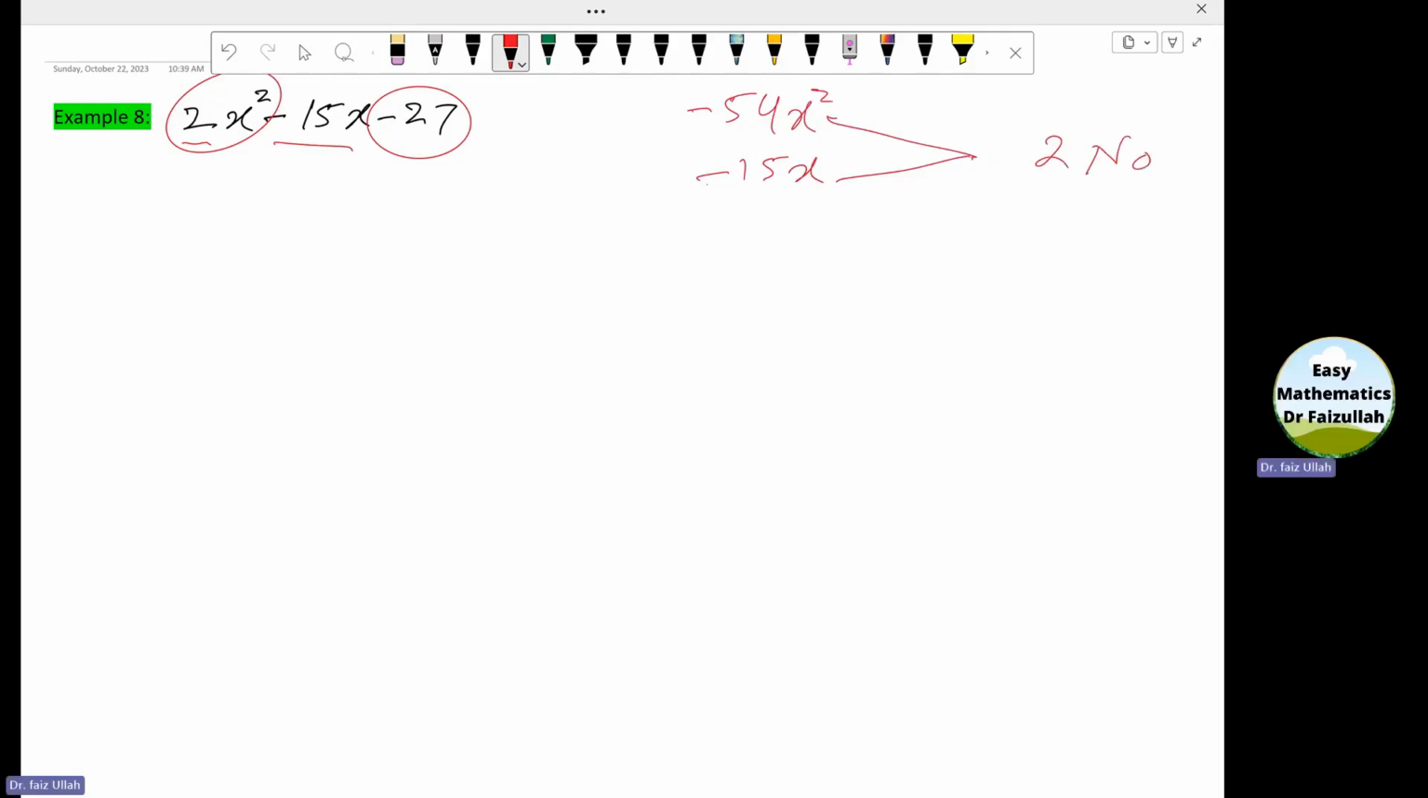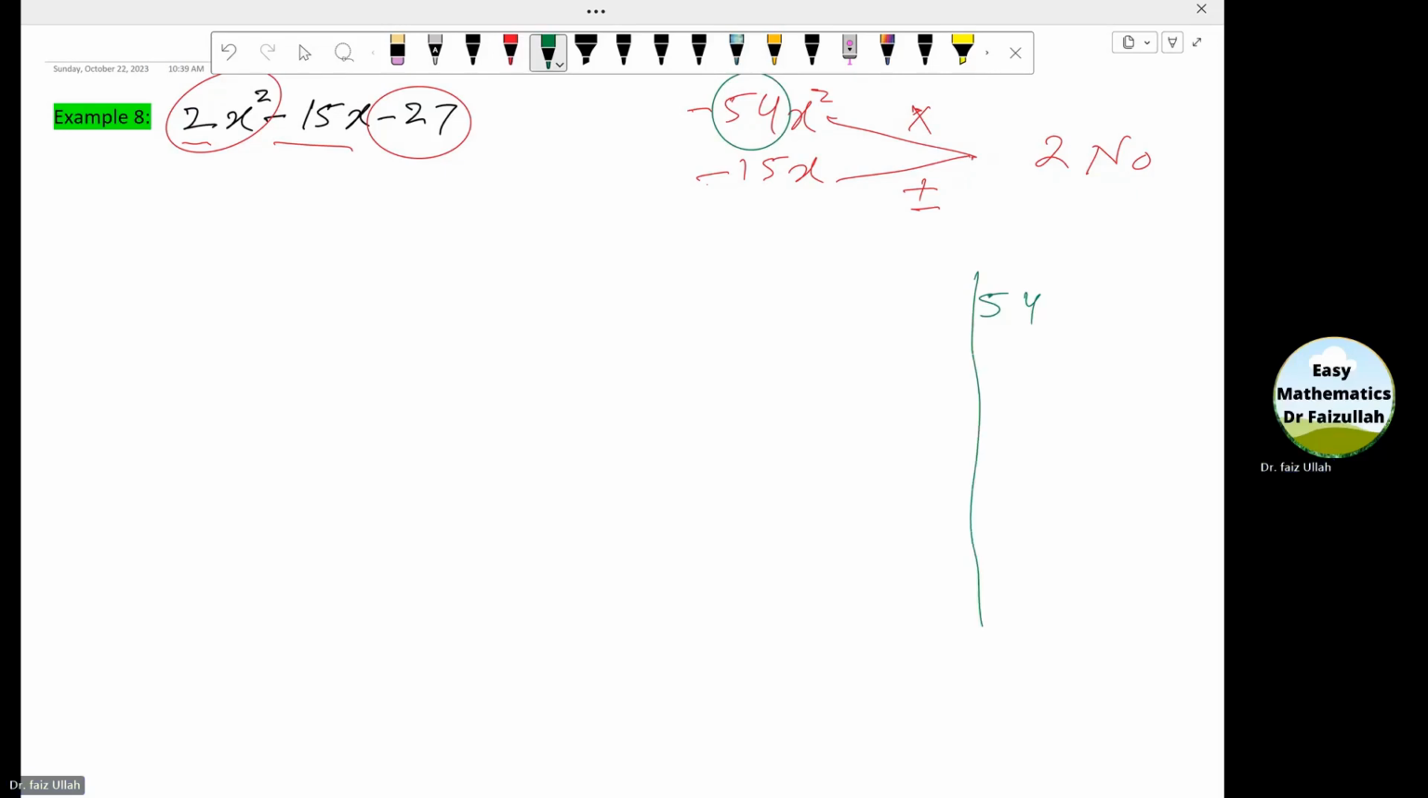In the next step, we need to find two numbers. When we multiply those two numbers, we get minus 54x squared, and if we add or subtract those two numbers, we get minus 15x. We can find those two numbers in the prime multiples of 54. So let us find the divisors of 54.